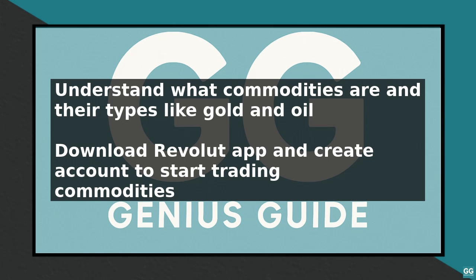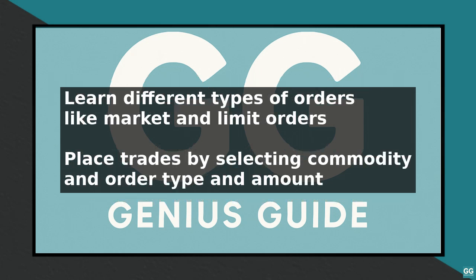Before you start trading, it is essential to understand the different types of orders you can place. These include market orders, limit orders, and stop-loss orders. A market order is an instruction to buy or sell a commodity at the current market price. A limit order is an instruction to buy or sell a commodity at a specific price. And a stop-loss order is an instruction to sell a commodity when it reaches a certain price to limit your losses.